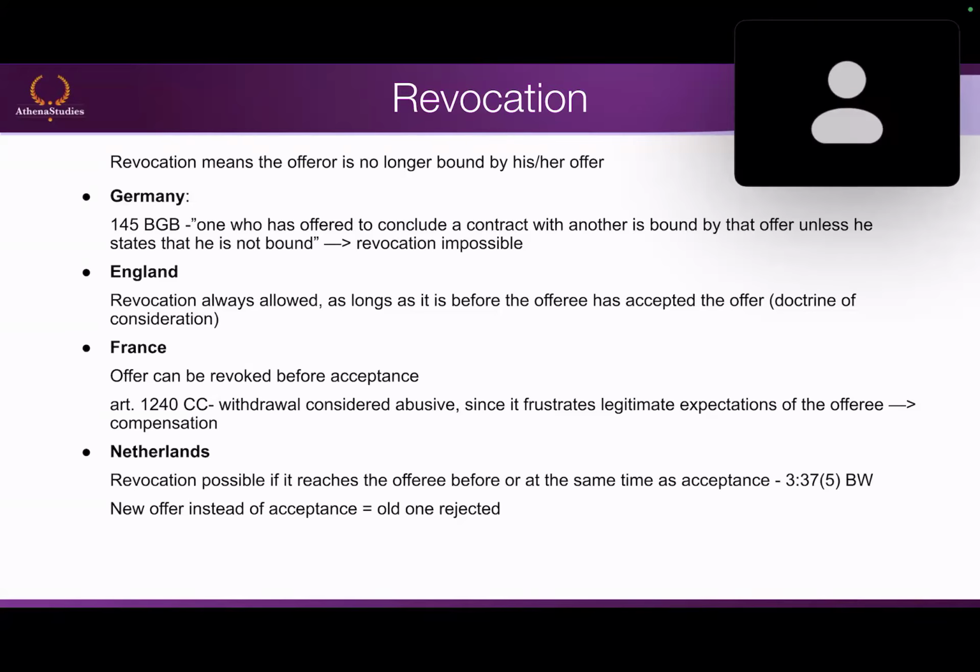Sorry, can you please one more time explain what the doctrine of consideration is, please? The thing is, here in the revocation, it's basically saying that as long as it is before the offeree has accepted the offer, that is just the wording, doctrine of consideration. That's how you use it. You don't need to know any further details. I don't think there are even any further details. It's just the fact that you can revoke as long as the acceptance hasn't reached. That is called the doctrine of consideration.